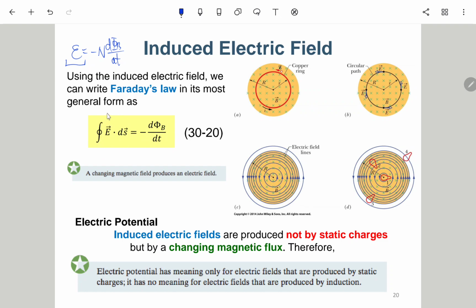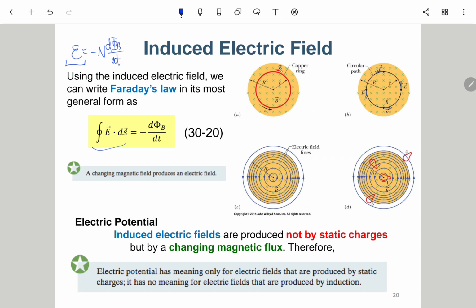On the left side, it is a line integral, somewhat similar to Ampere's law, but Ampere's law on the left side is the integration of B dot ds. So it's the line integral of the B field, and here it is the line integral of the E field. This expression looks somewhat new, but actually you have seen something similar before.